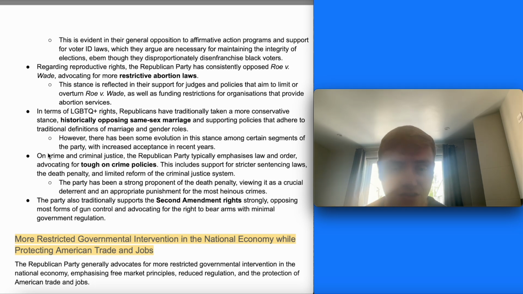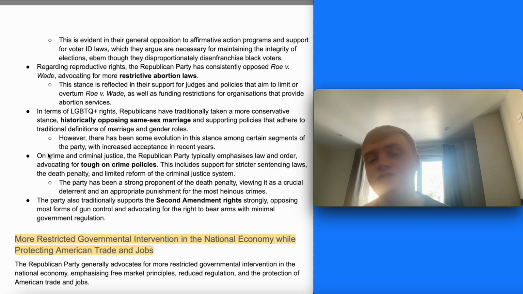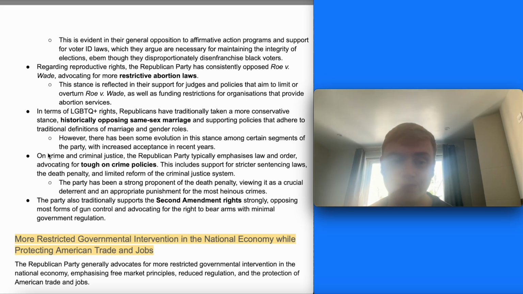opposing same-sex marriage and supporting policies that adhere to traditional Christian definitions of marriage and gender roles. However, there's been some evolution in this stance among certain segments of the party, with increased acceptance in recent years.